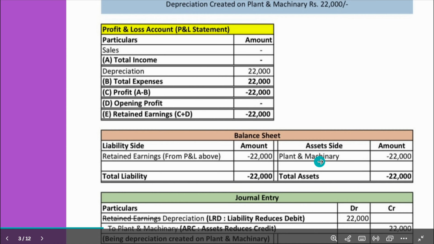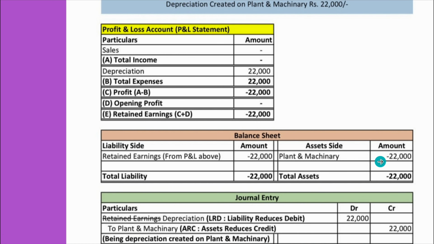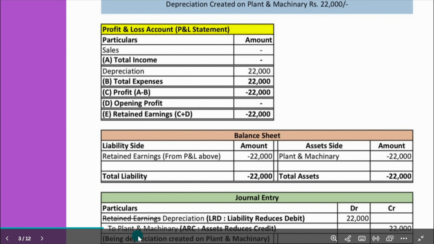At the same time, plant and machinery is reducing by rupees 22,000. So the rule is assets reduces credit, that is ARC. So plant and machinery account will be credited based on the rule of ARC, that is assets reduces credit, rupees 22,000. Narration is being depreciation created on plant and machinery.